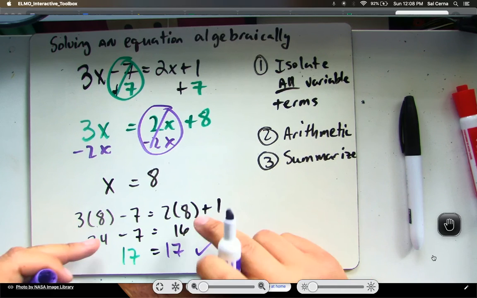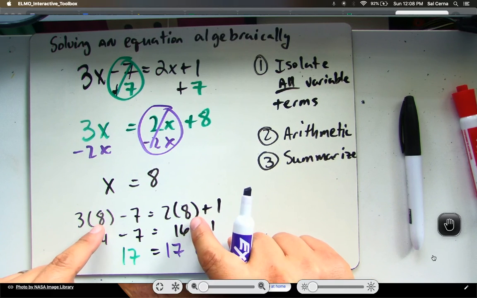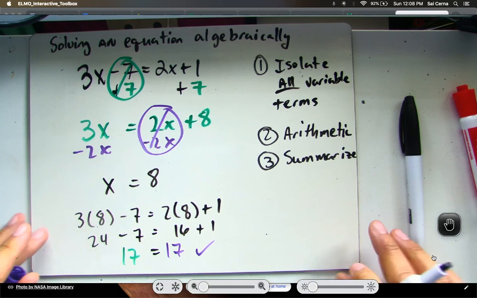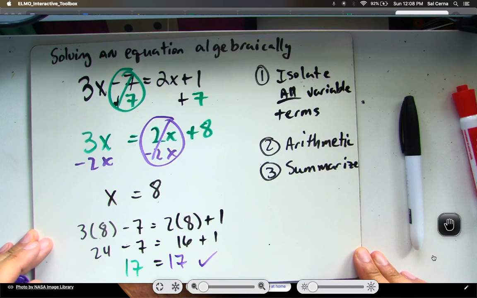When are they equal? When x equals 8. What's the output? Output is 17. And this is how you solve an equation algebraically.